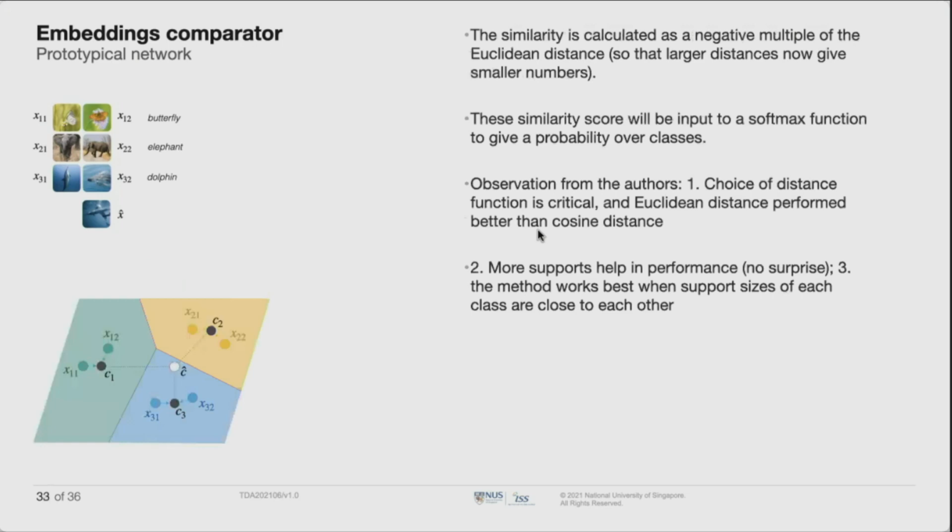The illustration at the bottom left shows the idea. Average X11, X12, we get C1. This is the prototype for butterfly. Average X21 and X22, we get C2. This is the prototype for elephant. Similarly, we can get the prototype C3 for dolphin. C hat is the embedding from the query image X hat. So the prototype closest to C hat is the class of the query image determined by the prototypical network. In this case, it is the dolphin.